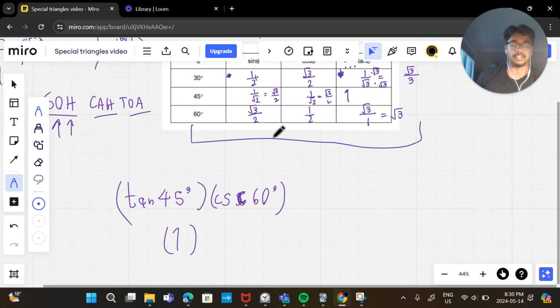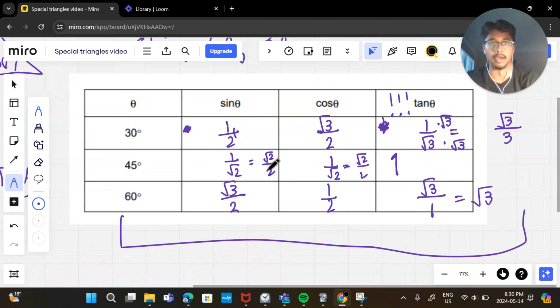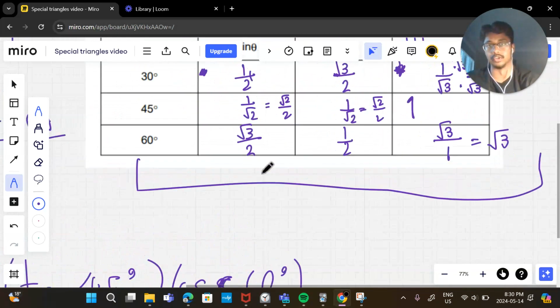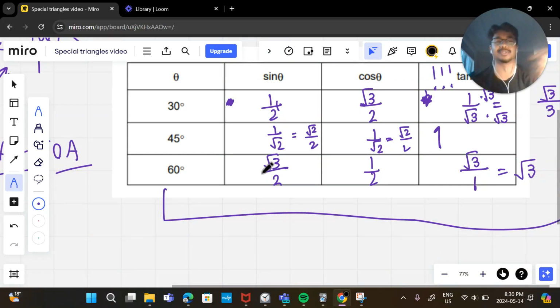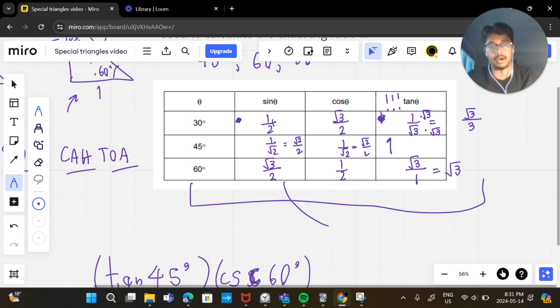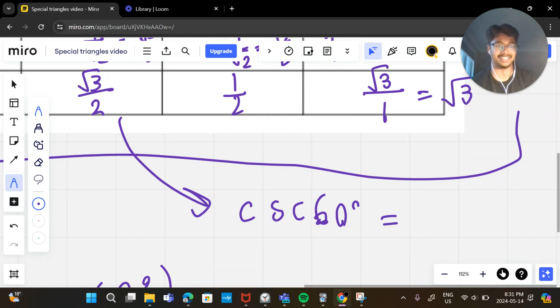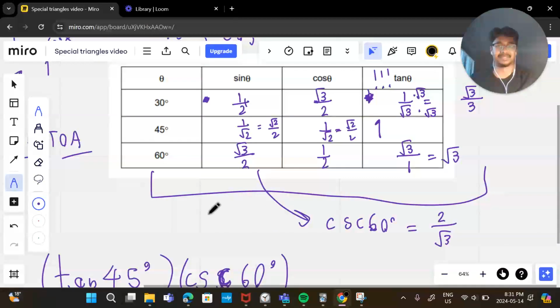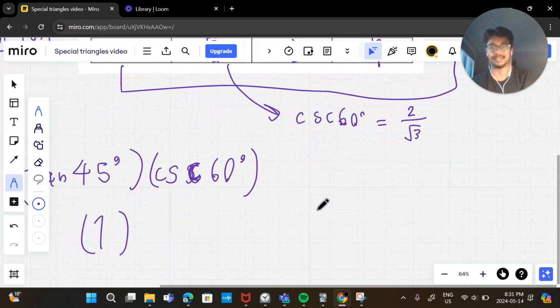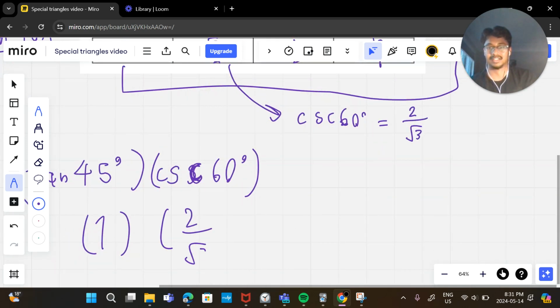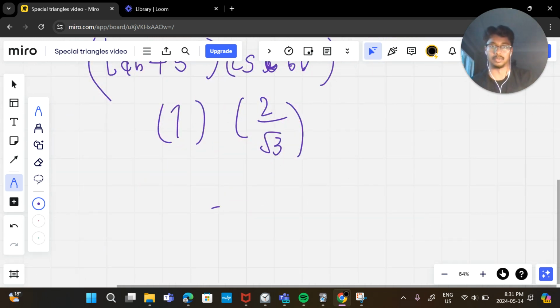I include this to bring up the point that since you already know these primary trig ratios, you actually already know the reciprocal ratios. All you have to do is change this to its reciprocal. So cosecant 60 degrees, wow, that looks terrible, but cosecant 60 degrees would be equal to 2/√3. It's just the reciprocal of this. That's exactly how it works. So that's one example. I'll go over another one in a moment.